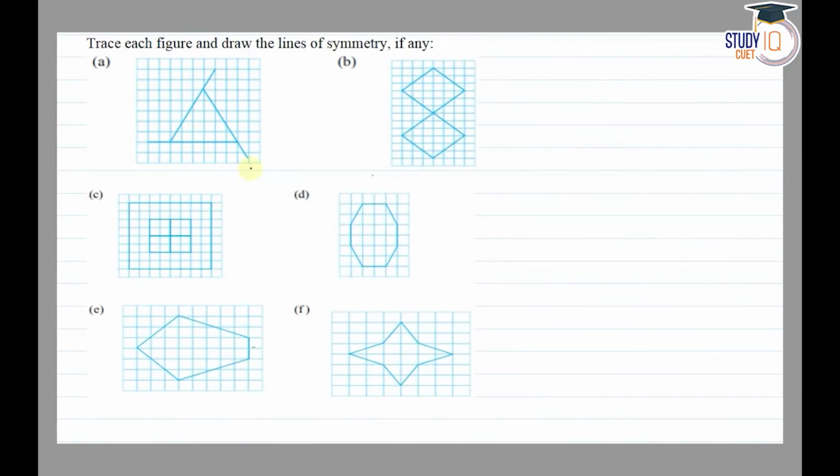Hello everyone. This question appears in the Class 6 NCERT chapter of Symmetry. This is the 6th question of exercise 13.2. The question says: trace each figure and draw the line of symmetry, if any.